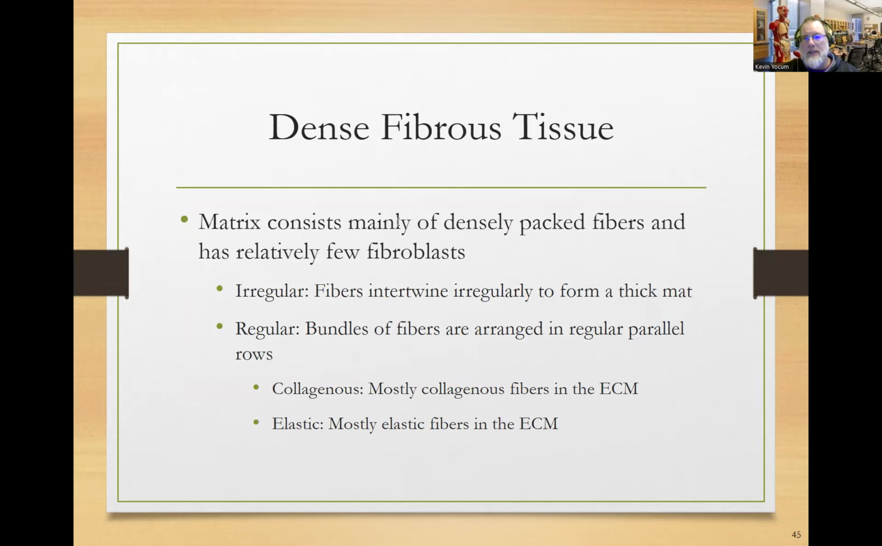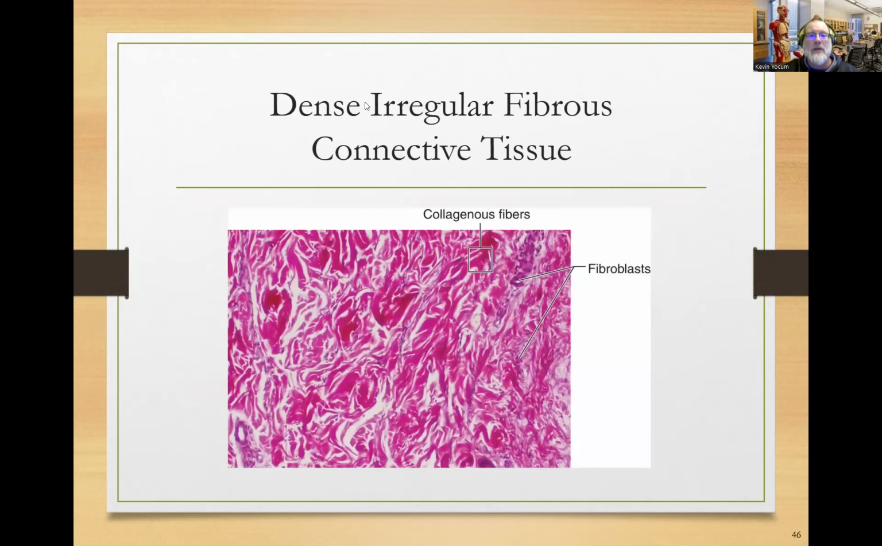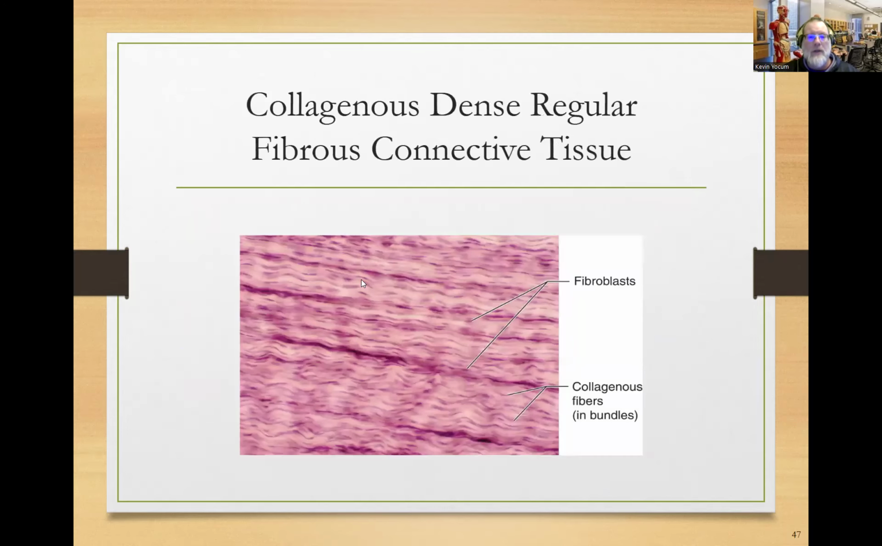Then lastly, of the connective tissue proper, we have dense fibrous tissue, which is going to have irregular or regular bundles or arrangements. So here's irregularly arranged, and then regularly arranged. You can see the more parallel vibe.